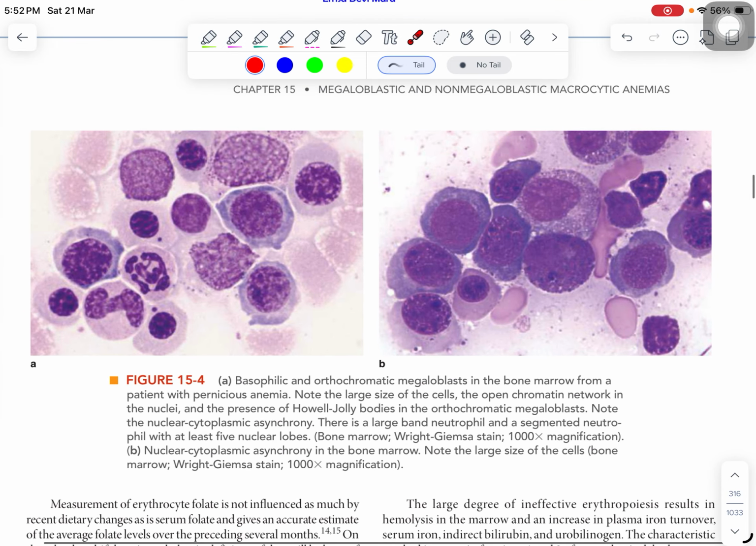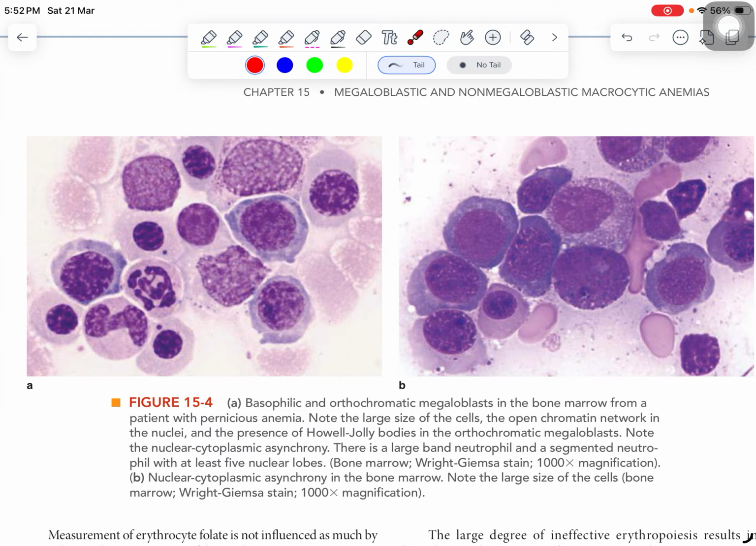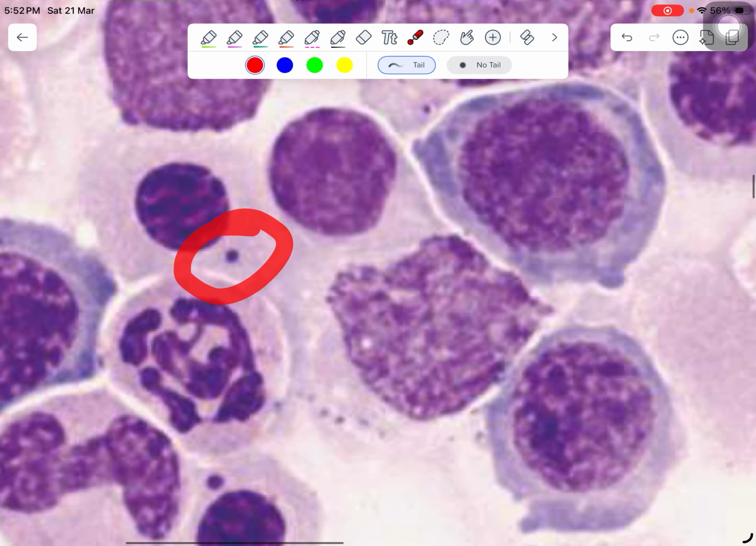So this is the picture: basophilic and orthochromic megaloblasts in the bone marrow from a patient with pernicious anemia. Note the large size of the cells. An open chromatin network is there. See, you can see the open chromatin here. Here also open chromatin you can see. And the presence of Howell-Jolly bodies you can observe here. Let me zoom in for you. Howell-Jolly bodies.